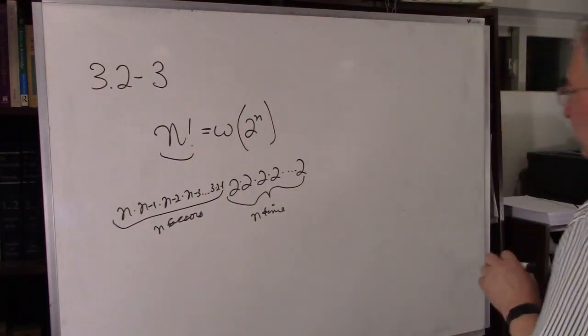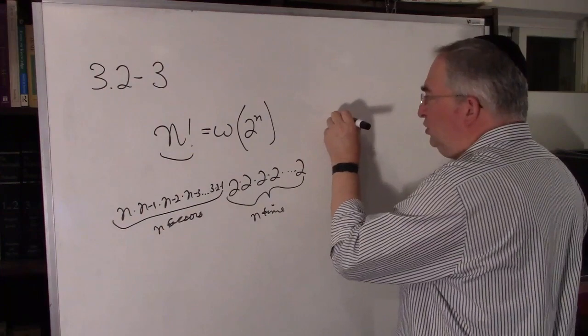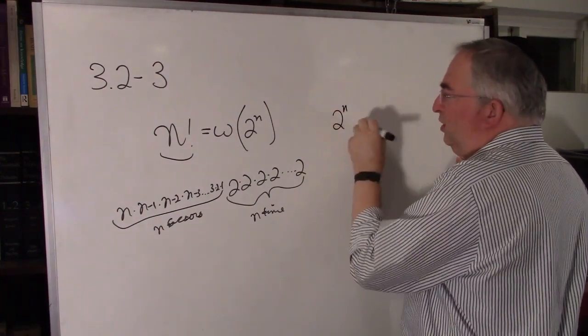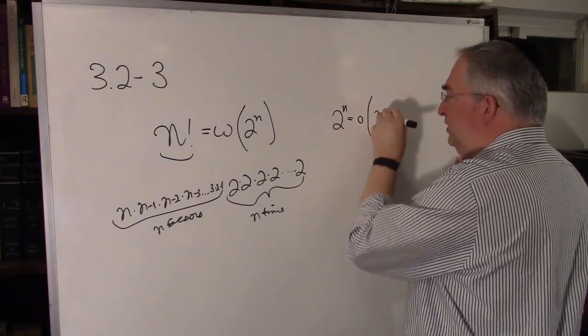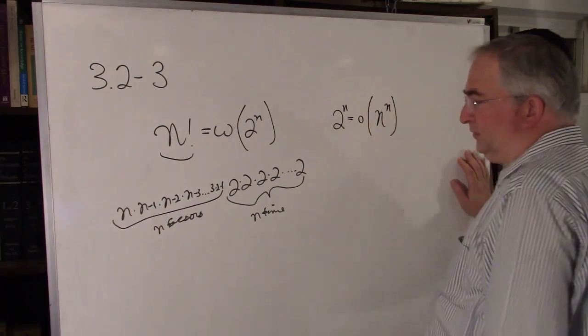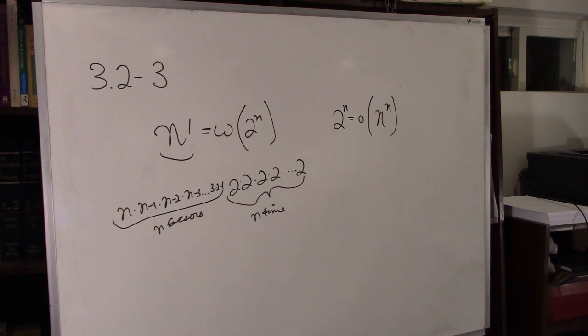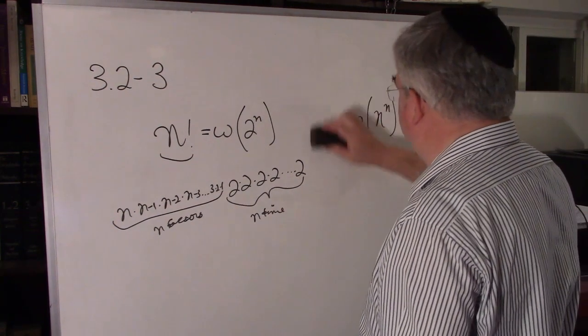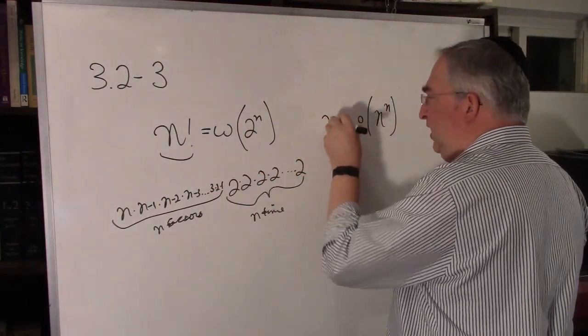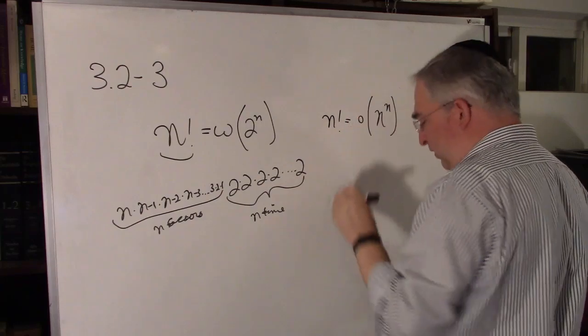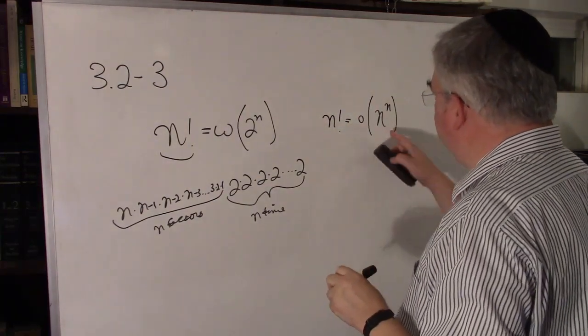Okay. In contrast, the next thing happens. 2 to the n grows slower than n to the n. I'm sorry. N factorial grows slower than... Sorry. Let's do this. So this grows faster than this. N factorial grows slower than n to the n.